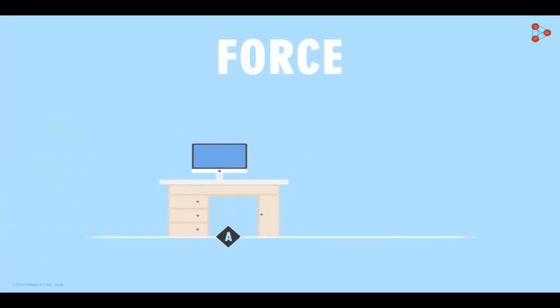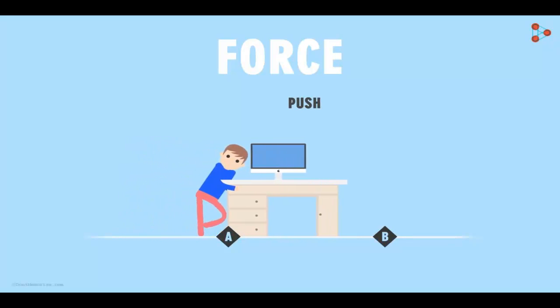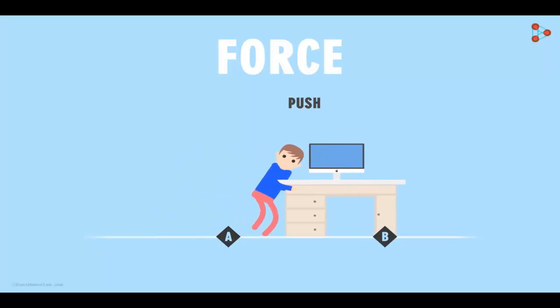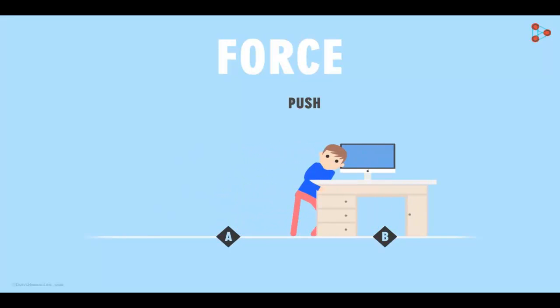Now suppose that we have a desk here at point A. A person wants to move this desk from point A to this point B. Again, how will he do that? Here, he will push the desk towards point B. In this case, we say that the person applied a force on the desk in order to shift it. The push here is the force that the person applied on the desk.